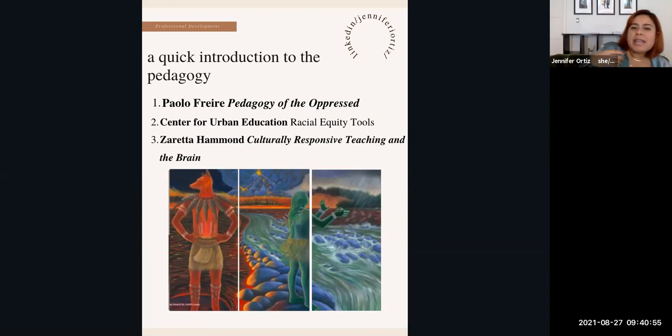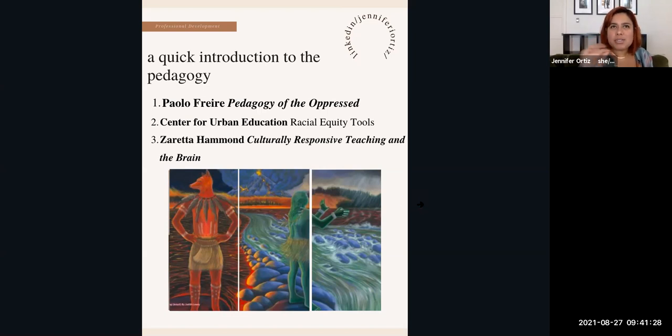And Zaretta Hammond's Culturally Responsive Teaching and the Brain. I saw that during Flex Week, someone is actually covering just item number 3, Culturally Responsive Teaching and the Brain. So I'm not going to go too much into detail, but I do want you to see how I applied it to this curriculum. The book looks like this. It's not that big, and it's filled with wonderful diagrams that helped my brain absorb what she's talking about.